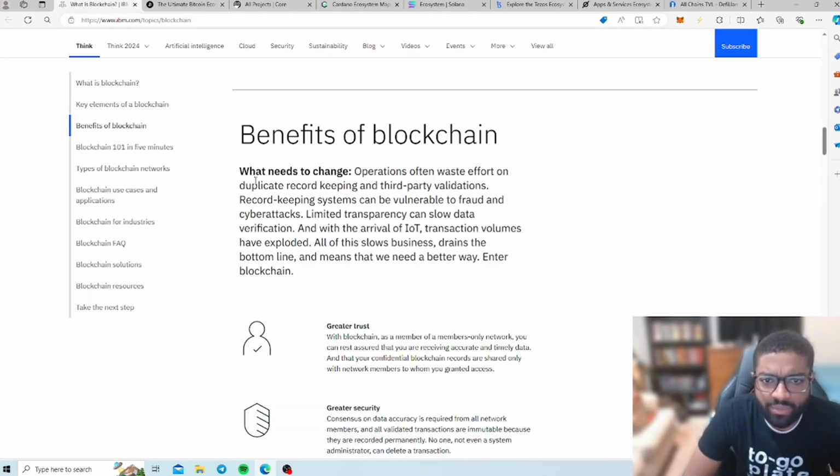Benefits of a blockchain: what needs to change? Operations often waste effort on duplicating records and third-party validations. Record-keeping systems can be vulnerable to fraud and cyber attacks. Limited transparency can slow down data, and with the arrival of IoT, transaction volumes have exploded. All this business drains the bottom line, and we need a better way.